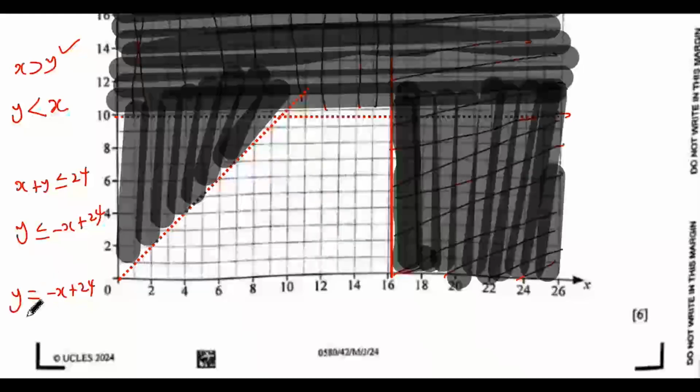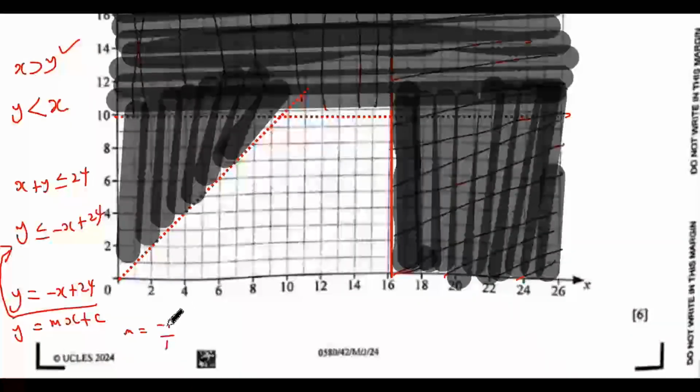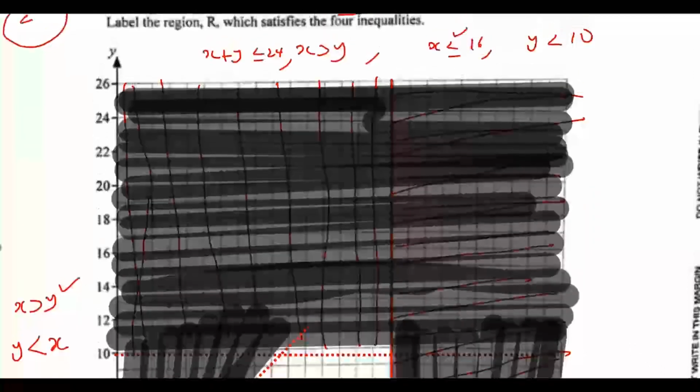Once we draw this, we can now use it to get this one here. So let's plot y equals minus x plus 24. If you compare this with y equals mx plus c, you see that the intercept on the y-axis is 24 and the gradient m equals minus 1 over 1. That means you come down once and you run forward once. That's the meaning of this gradient. And c equals 24, it means where the straight line touches the y-axis is y equals 24.